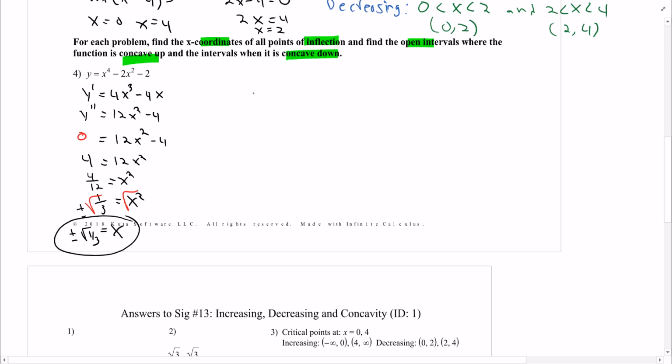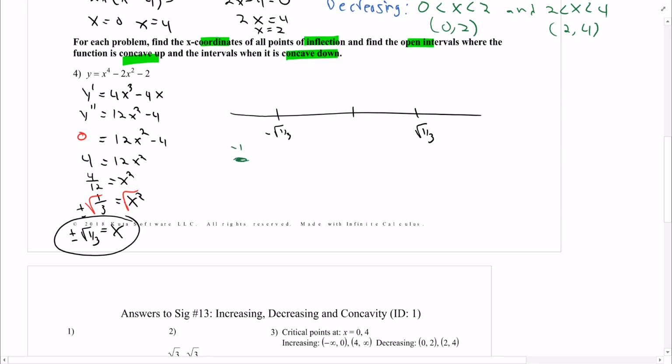To determine if they actually are points of inflection, we put them on a graph. So we're going to graph negative square root of 1/3, and positive square root of 1/3. I only put 0 up there as a point of reference. We don't actually need to check 0. We just need to check a number left of negative root 1/3. Let's use negative 1 as our example.